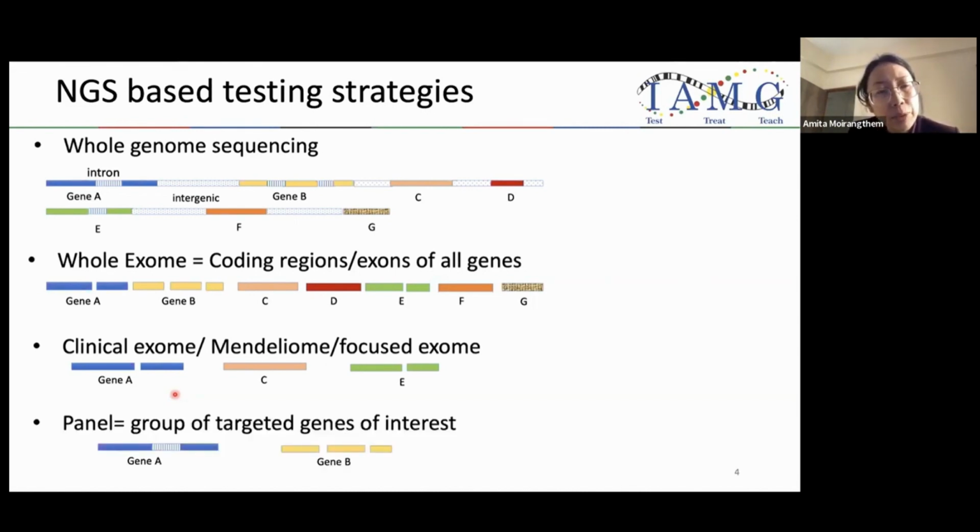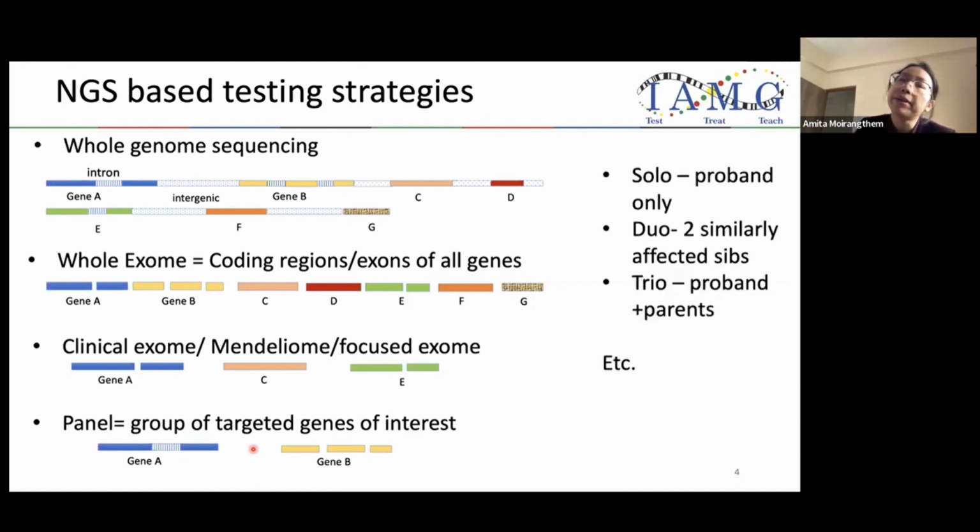And still we have the NGS panel, where only a certain group of genes of interest are targeted. So we have panels for osteogenesis imperfecta, where osteogenesis imperfecta is a phenotype caused by some 18, 19 different genes. So we can construct next generation panels constituting the target genes according to what our interest is.